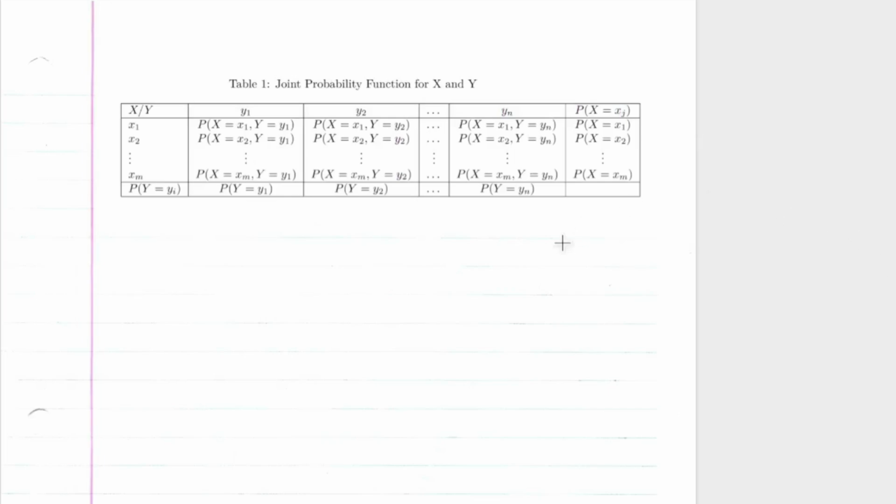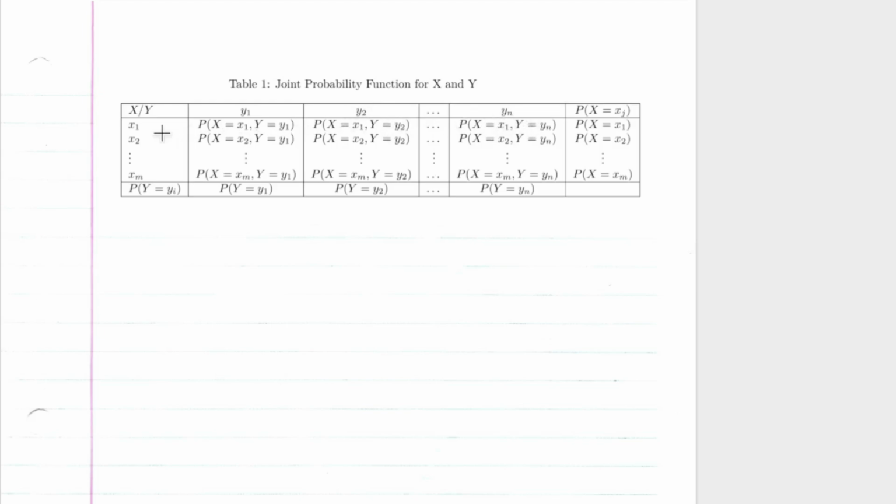Okay, so today I'm going to be talking about the joint probability function for x and y. As you can see, this joint probability function is represented by this table here, where these are the different x's and these are the different y's, right? So this section here represents the probability that x is equal to x sub 1 and y is equal to y sub 1, right? This little section here is the probability that x is equal to x sub 1 and y is equal to y sub 2. And then so on.